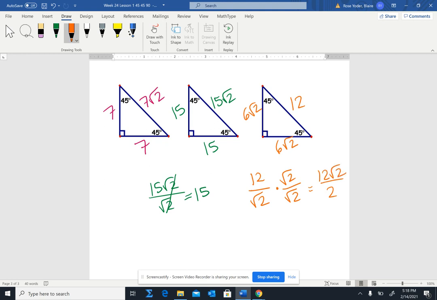And then the last step we can do is divide and simplify. 12 divided by 2 is 6. So 12 root 2 divided by 2 is 6 root 2. And that's why those are the lengths of the legs. So feel free for the practice to use the shortcut. You can just take half of the hypotenuse and put a root 2 on it. Or feel free to do this algebra. It's called rationalizing the denominator, and it's something that you'll probably see more of in Algebra 2.